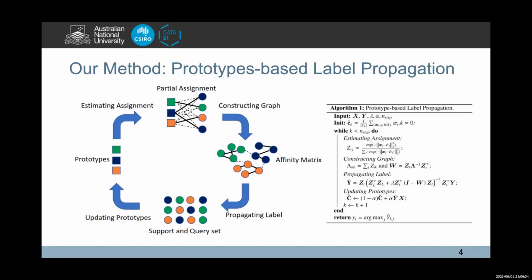Algorithm 1 summarizes our standard prototype-based neighbor propagation briefly. Specifically, four steps are included. In estimating assignment, we optimize a partial assignment between prototypes and the query set by solving a kernel regression problem or optimal transport problem. In constructing graphs, we use a small number of prototypes to turn sample-to-sample affinity computations into much simpler sample-to-prototype affinity computations.